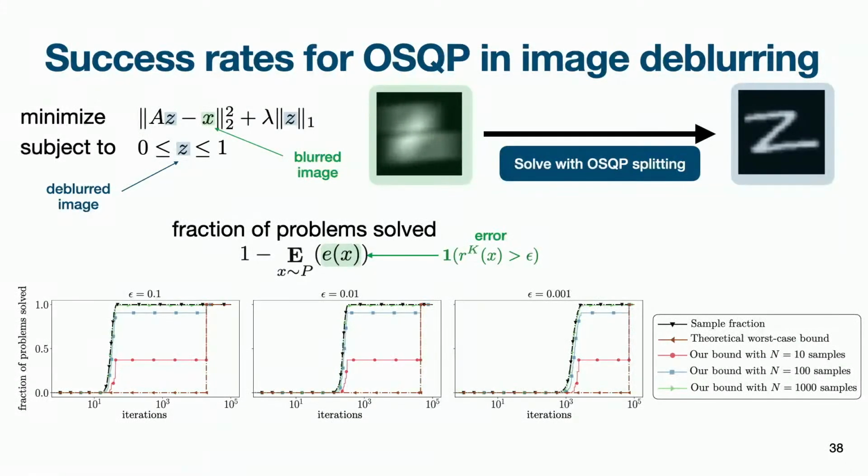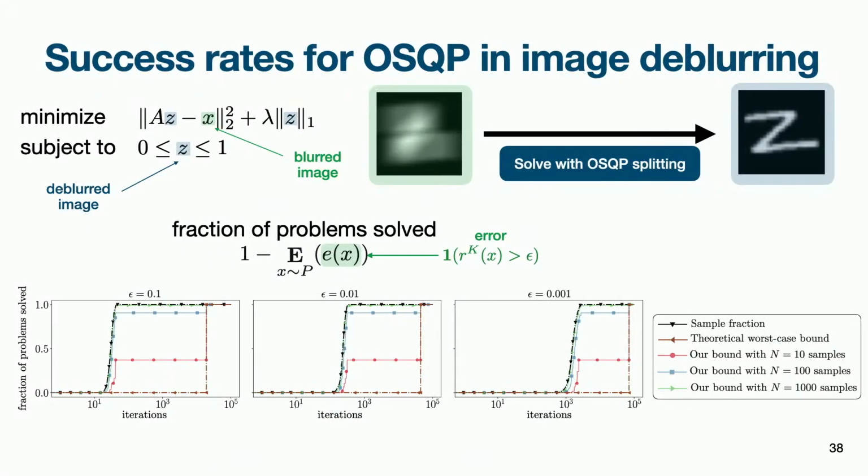Now, our bounds are the other lines. The red line tells you the bound after 10 samples. Admittedly, 10 samples are 10 problems for which I ran this method, so it's not that much, but it already gives you something a little bit better than the brown line. And then if I run 100 samples, I actually get a line that is pretty good, I would say.